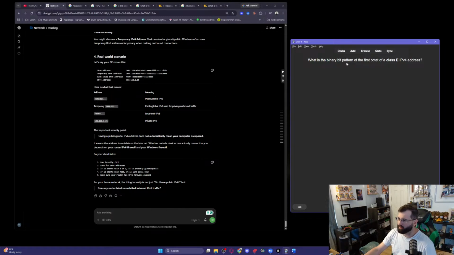What is the binary bit pattern of the first octet of class E? Oh, the 1111. What is the bit pattern of the first octet? 0. 255, 255? Yep. What is the net mask of that? Would be 255, 255, 255. Yep.